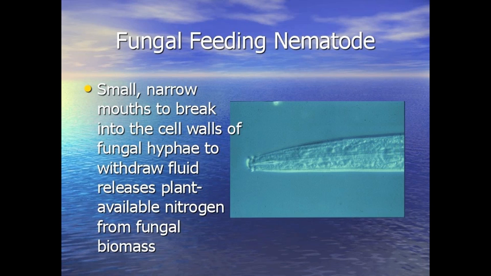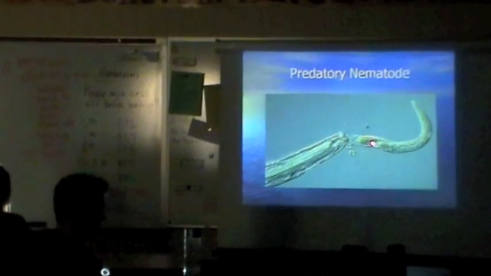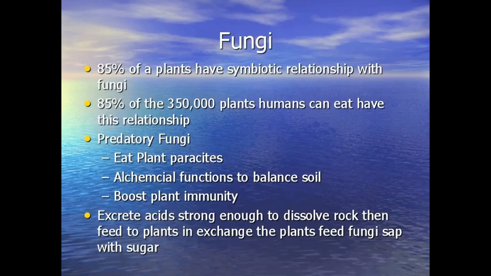Okay, this is a fungal feeding nematode. If you look at kind of the narrow spot right there, narrow beaks embracing the walls of fungal hyphae. Fungal hyphae is just kind of like a filament to withdraw fluid and releases plant available nitrogen from fungal biomass. I'm going to show you some fungal biomass in a little bit. This is a predatory nematode. He's eating another nematode. Okay.